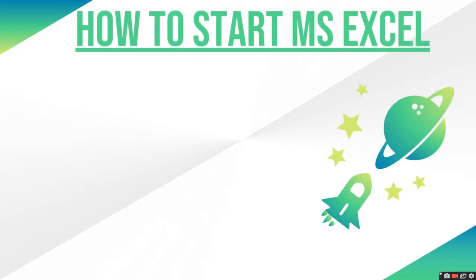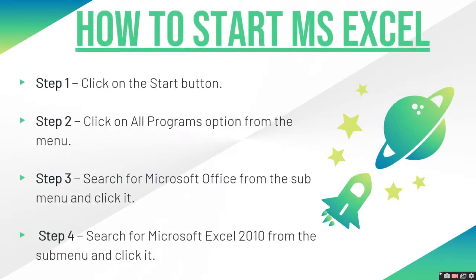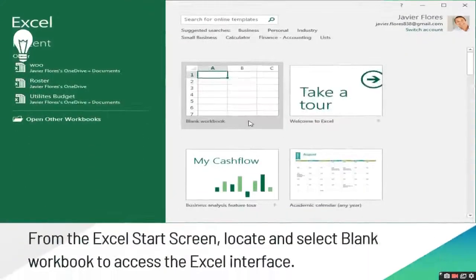Now we will learn about how to start MS Excel. Step 1. Click on the Start button. Step 2. Click on the All Programs option from the menu. Step 3. Search for Microsoft Office from the submenu and click it. Step 4. Search for Microsoft Excel 2010 from the submenu and click it. From the Excel Start screen, locate and select Blank Workbook to access the Excel interface.